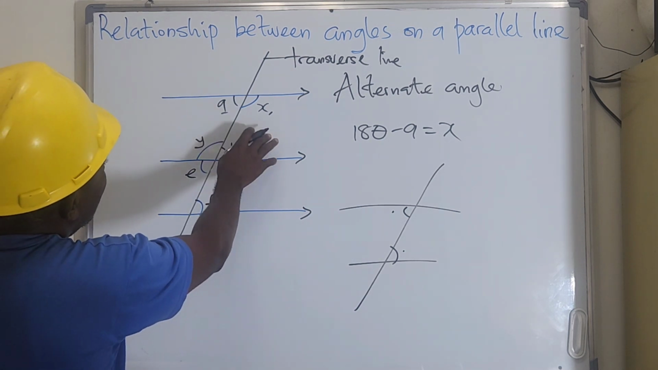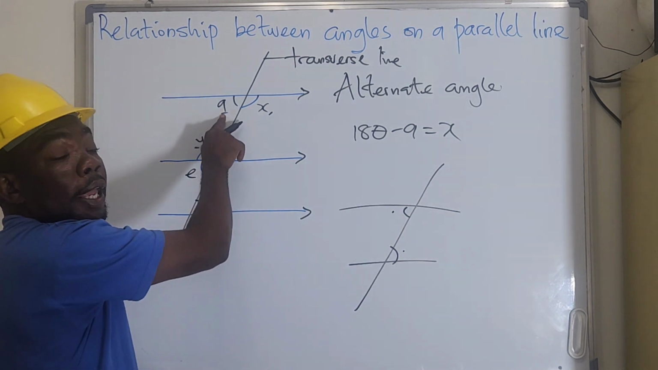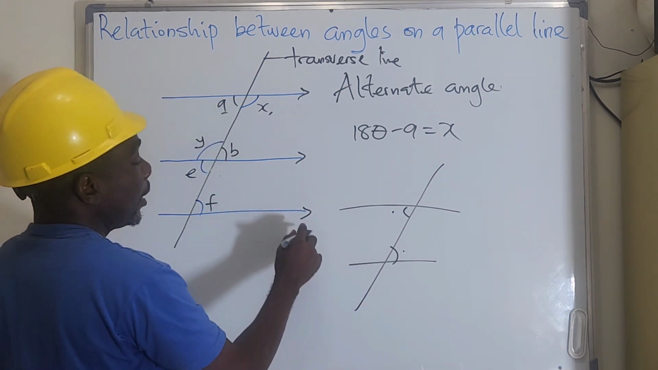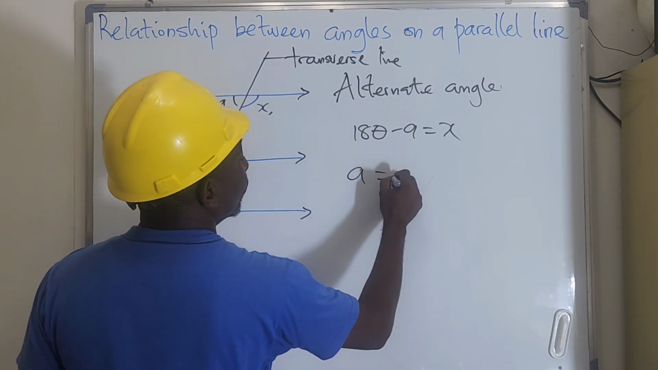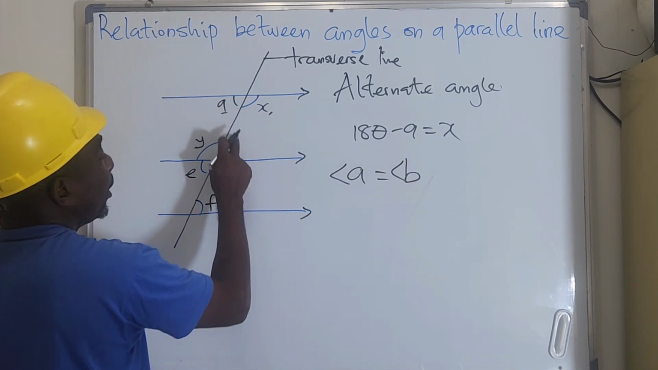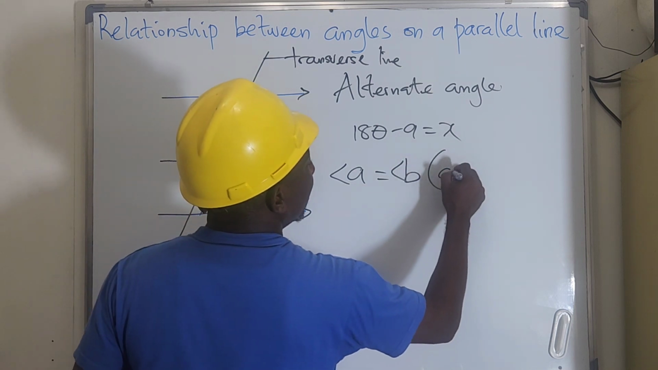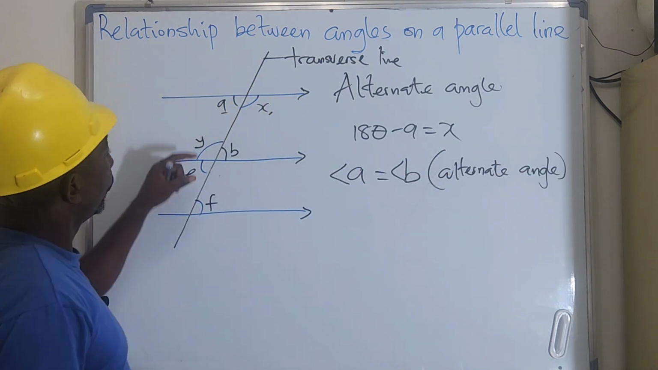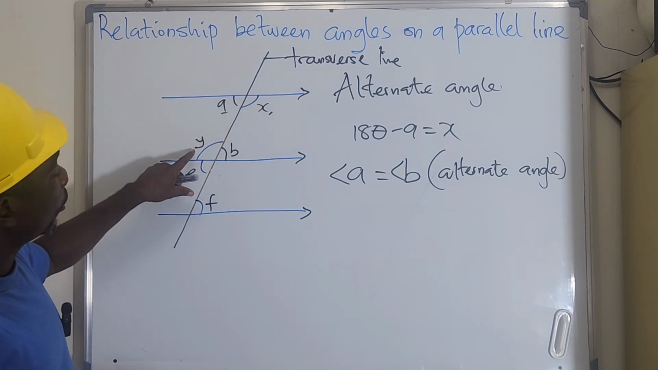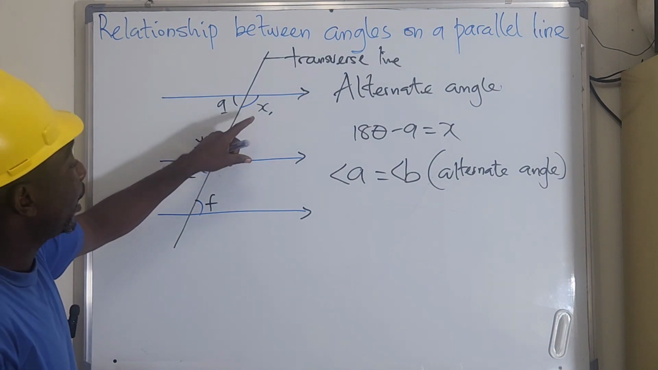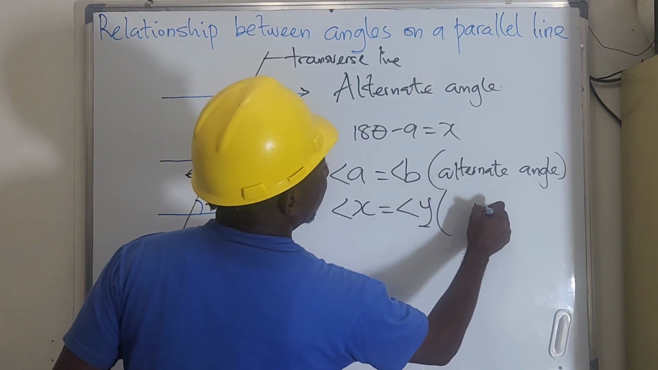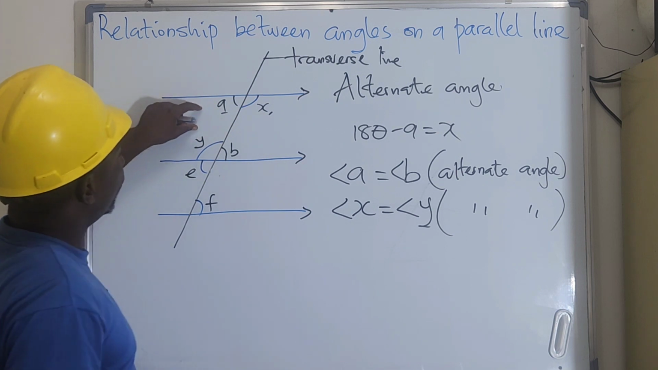In this case, on our diagram, we have angle A and angle B. From what we illustrated, angle A equals angle B, meaning alternate angles are equal. Here we can look at the next one. This other side of the transverse line is equal to this other side of the transverse line, where we have angle X equals angle Y. The reason is alternate angles are equal from this figure.